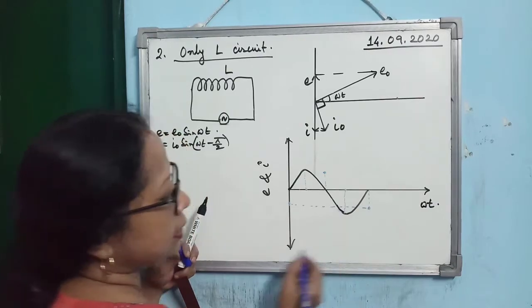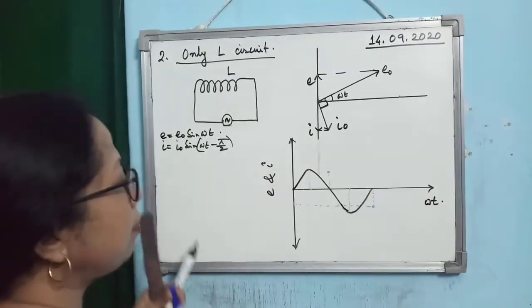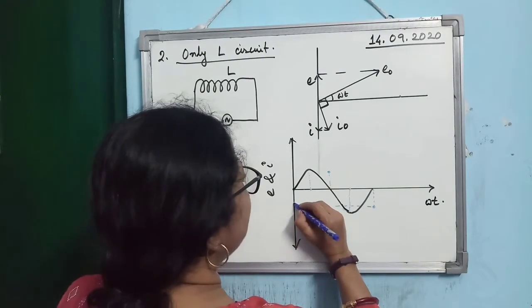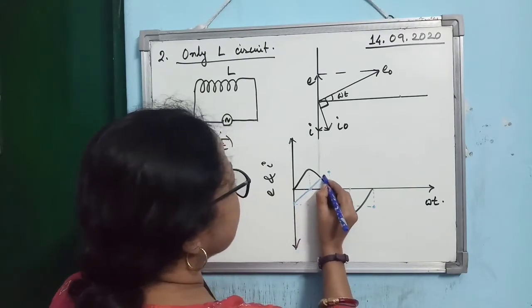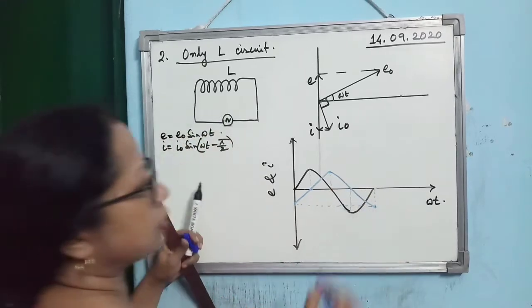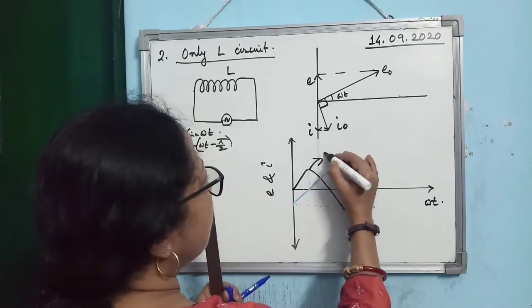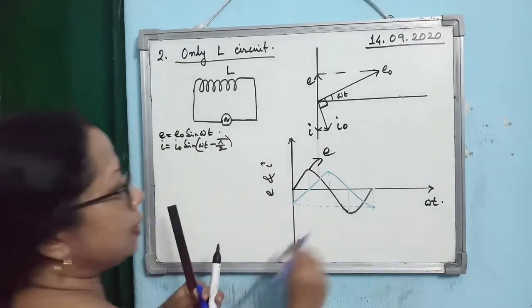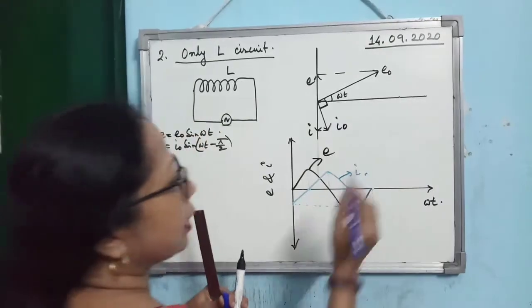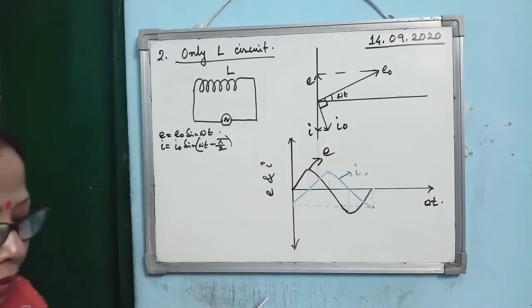So these are the points. I don't have the ruled line, so this is the way I am just equating them. So you see what will be the graph for the current. This will be the graph for the current. Alright. So this black one is for alternating EMF and this is for alternating current. Alright, I have used the phase relation and plotted the graph.